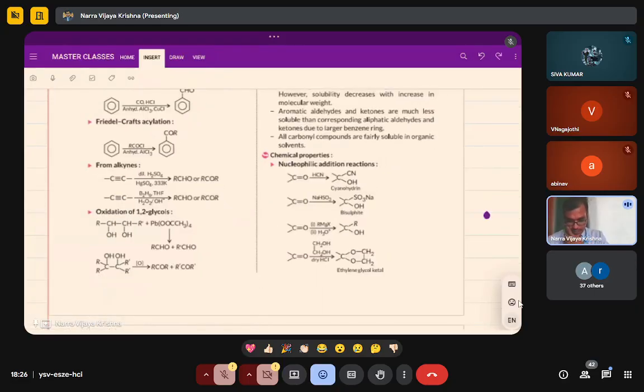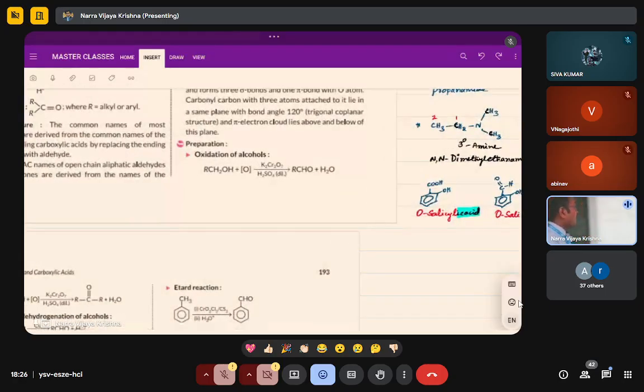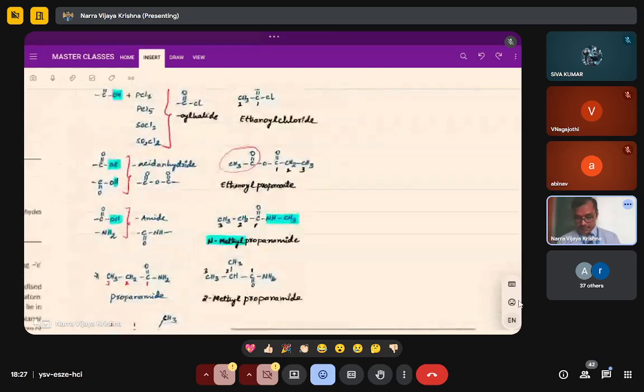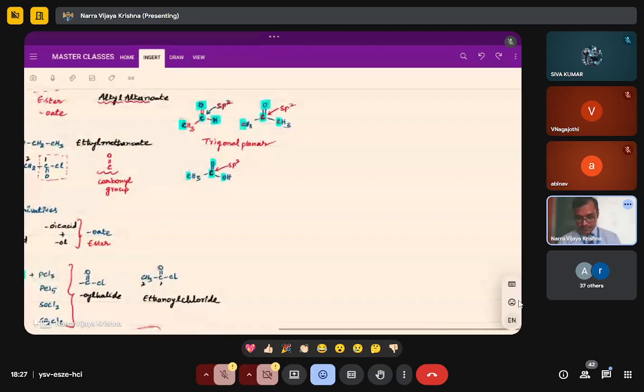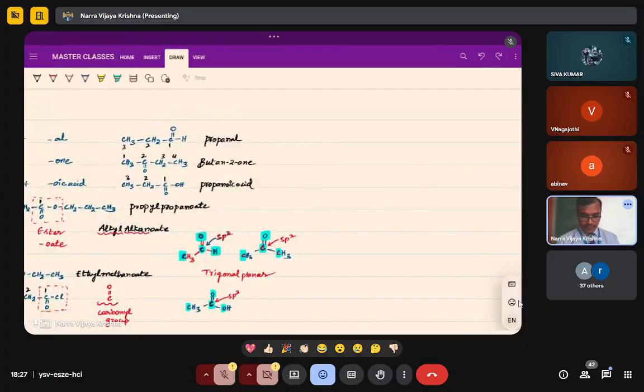I cannot change the size. Okay, leave it, no issue. Next is editing. What are they talking about? Oxidation of alcohols. Now see this. What do you mean by oxidation?